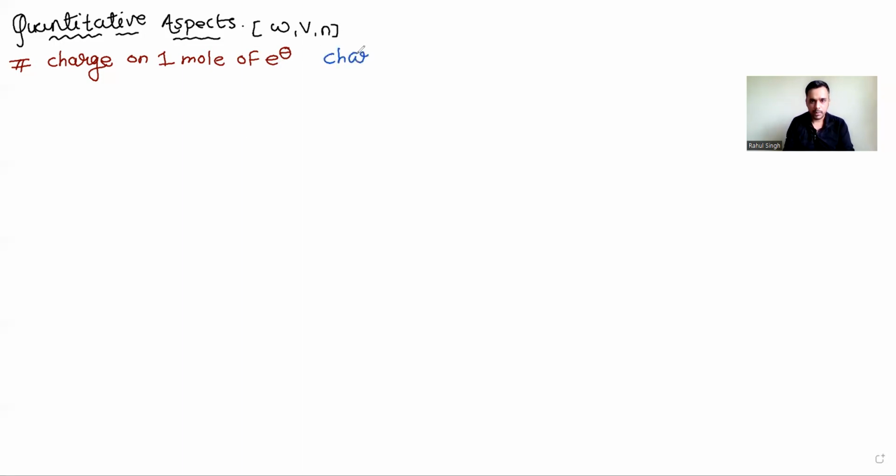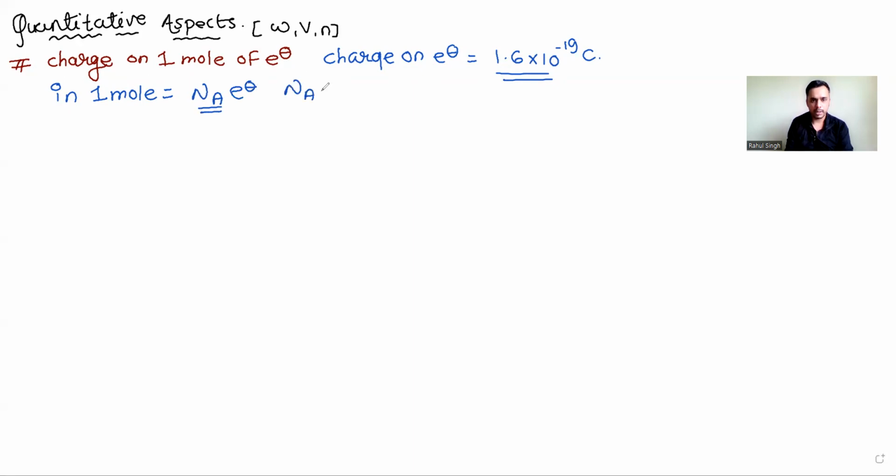So the charge on an electron has a certain value, which is 1.6 into 10 to the power minus 19 coulomb. In 1 mole, we get Na, that is the Avogadro number of electrons. Avogadro number is denoted as Na and has a value of 6.022 into 10 to the power 23. So to calculate the charge on 1 mole of electron, we just multiply 1.6 into 10 to the power minus 19 coulomb by the Avogadro number, 6.022 into 10 to the power 23.